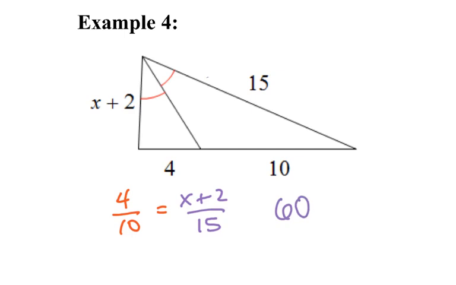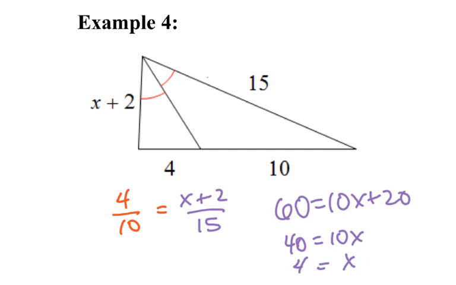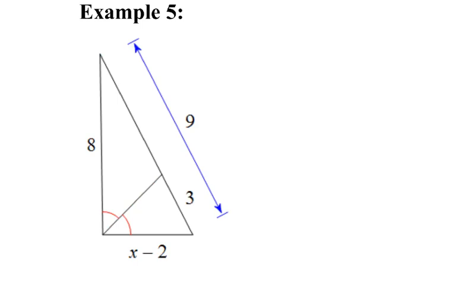So I'm going to have 60 is equal to 10x plus 20 when I multiply everything. Subtract 20 from both sides. And so x is equal to 4. So that means that this side is 6. And so if you look at our ratio, 4 to 6 equals 10 to 15. They both reduce to 2/3, so that's correct. Okay, let's go to the next one.